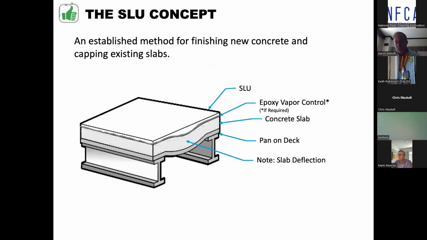So this is the typical stack up. You have a deflected slab. You may want to put down an epoxy vapor control, depending on the timing of the project and if it's required, and then the self-leveler goes on top, and that smooths out the waves.